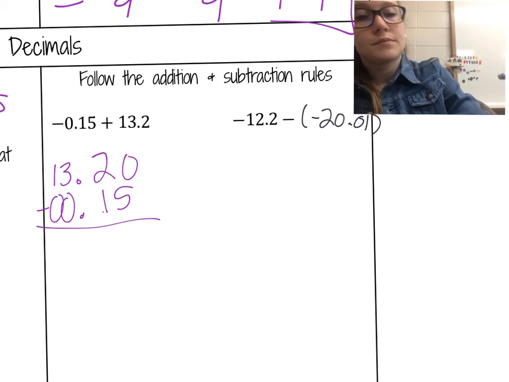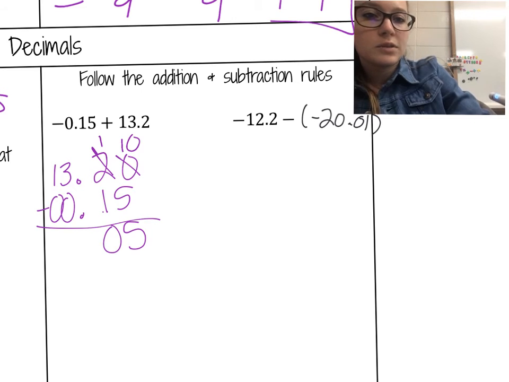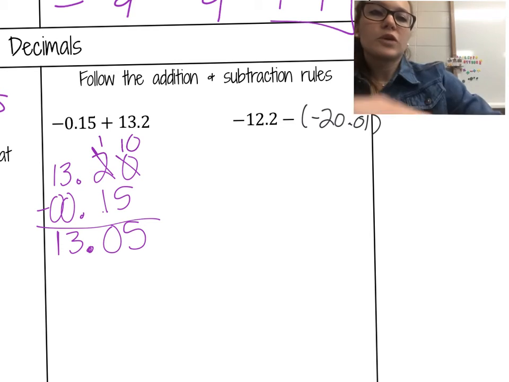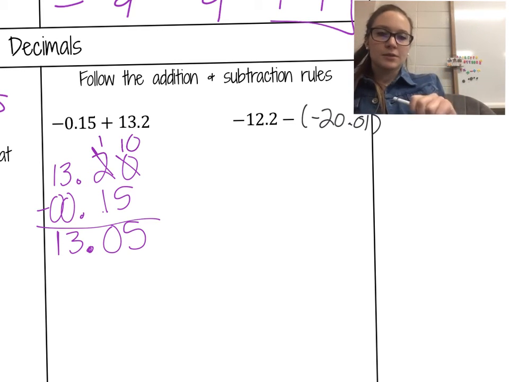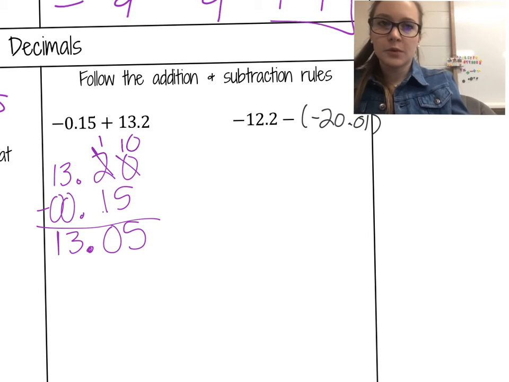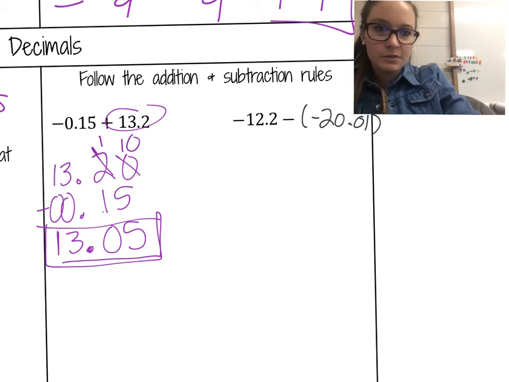Okay, I'm going to borrow, this becomes a 10, 10 minus 5 is 5, 1 minus 1 is 0. Okay, 13, 3 minus 0 is 3, 1 minus 0 is 1. Okay, so then which one has a bigger absolute value, 0.15 or 13.2? Well, 13.2 is a bigger number, and it's positive, so my answer is going to be positive 13.05.